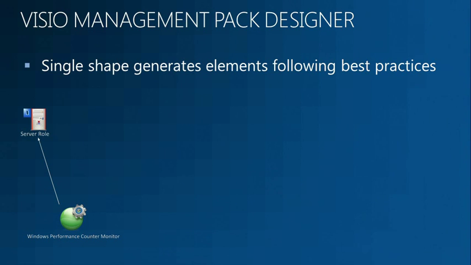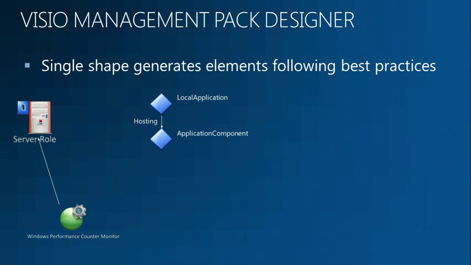When I click Create Management Pack, first we have the server role. It's going to create two classes, local application and application component. I won't go into a lot of why, but this is a basic design strategy we have, where we create a seed class to say the application's here, and then we go about creating classes underneath that we're actually going to start monitoring. So I have two classes in a hosting relationship. It'll build us a discovery for each of those, right?